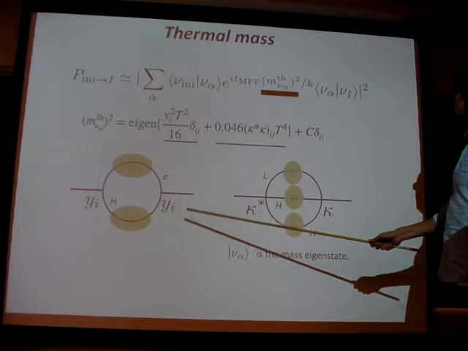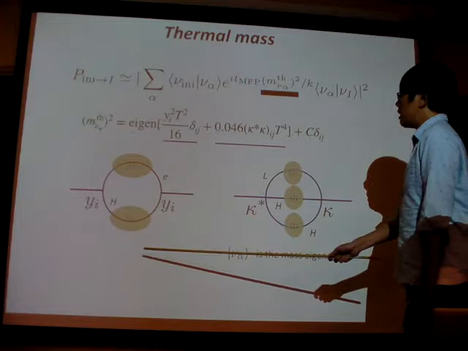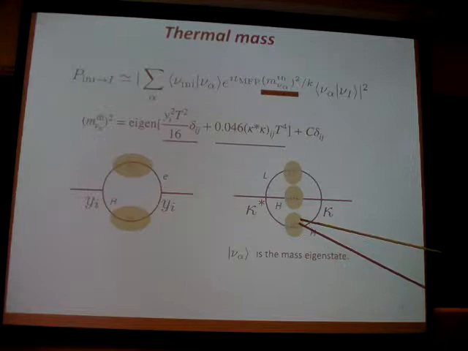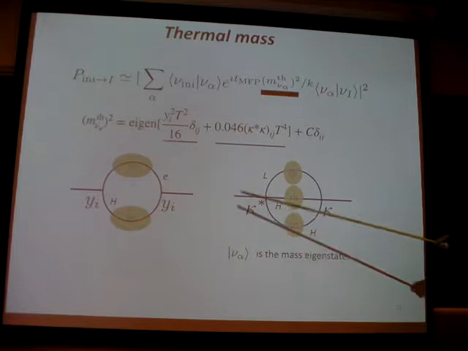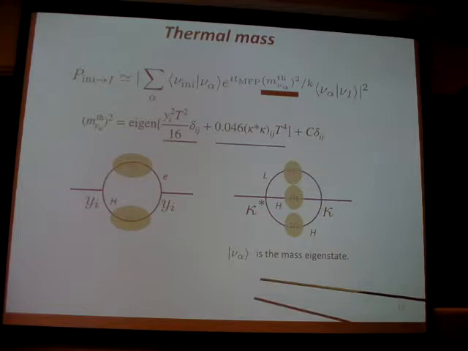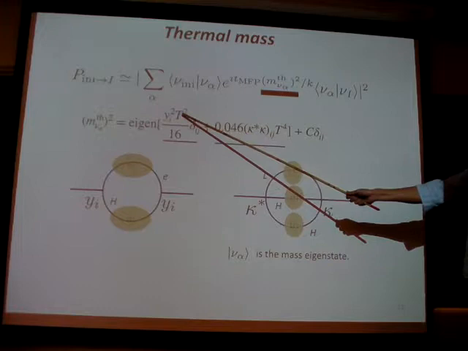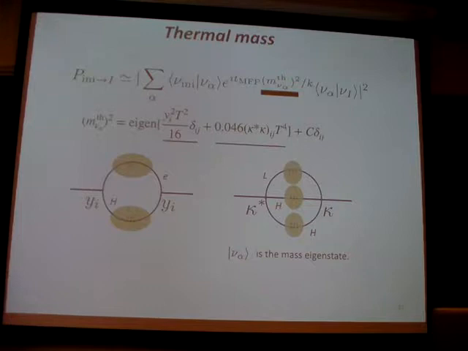There are two component contributions. One contribution comes from the Yukawa interaction. It is a one-loop diagram. The second contribution comes from the llHH interaction. It is a two-loop diagram. So we have estimated the thermal mass like this. The important thing is that this thermal mass is proportional to the positive power of the temperature. Therefore, in the early universe, where the temperature is high, the oscillation frequency is enhanced.